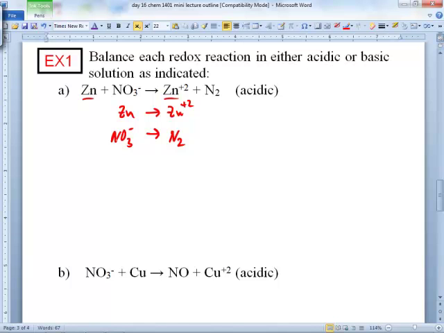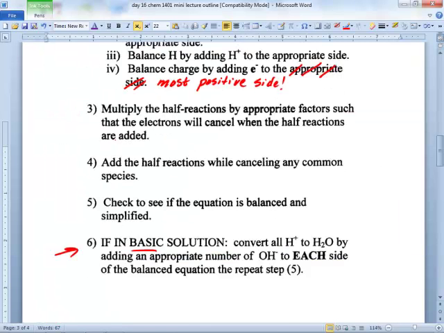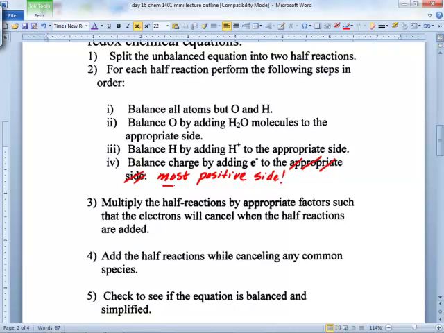Balance O by adding water. There's nothing to do. We're just going to do the top half reaction first. The zinc going to zinc plus 2. Balance H. There's nothing to do. Balance the charge. Now, finally, step 4. Balance the charge by adding electrons to the appropriate side. And I changed appropriate to the most positive side because electrons are negative.